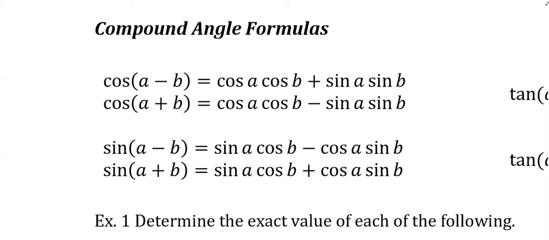But it's tricky, right? Because with cos, it's cos, sine, sine, and the signs flip. So if it's cos A minus B, you're adding. A plus B, you're subtracting. But with sine, the signs don't flip. You get a negative and a positive and a positive, but it's sine cos, cos sine. So they're similar, but different enough that it can kind of mess you up.